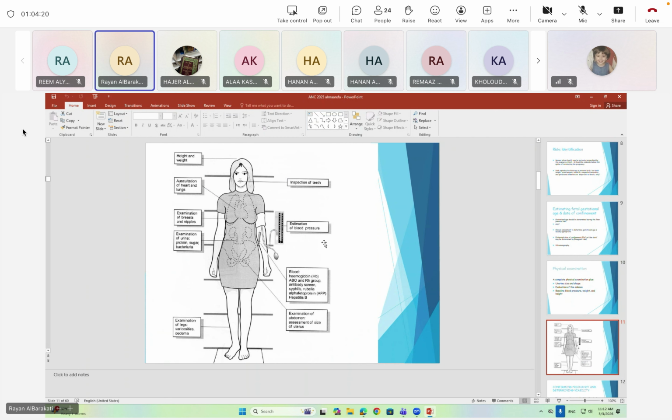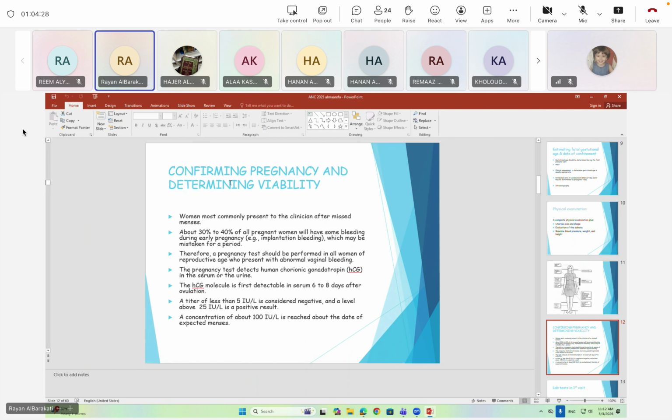This is a diagram that shows the important examinations that should be done for a pregnant lady. Confirm pregnancy and determine viability. The first visit should be in the first 12 weeks. We will be confirming pregnancy and determining viability of the pregnancy. This is in the first visit.